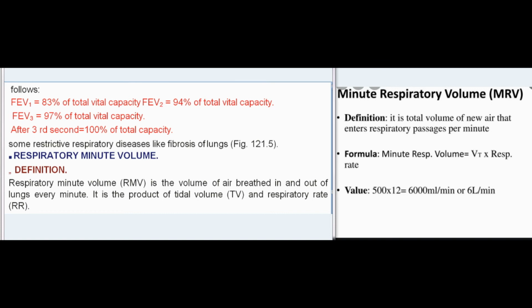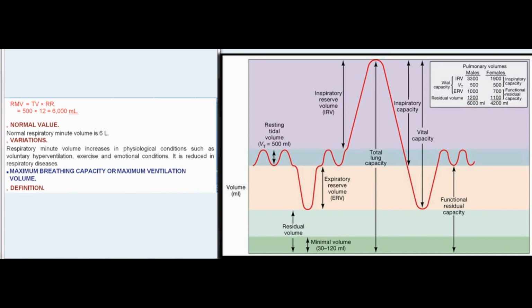Respiratory minute volume. Definition. Respiratory minute volume, RMV, is the volume of air breathed in and out of lungs every minute. It is the product of tidal volume, TV, and respiratory rate, RR. RMV equals TV times RR, equals 500 times 12 equals 6000 ml. Normal value. Normal respiratory minute volume is 6 L.